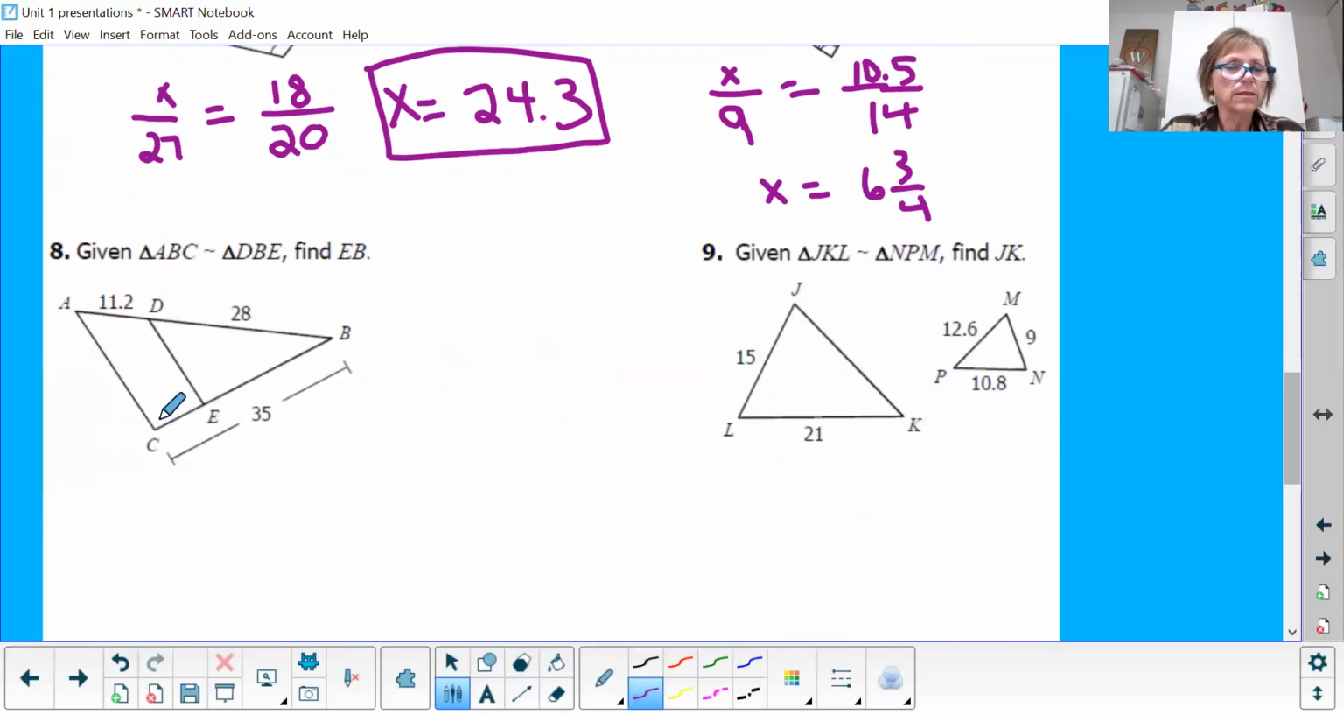Okay, number 8. Okay, 3 more. Let me change color. Okay, given ABC, so A and D go together or correspond, B and B correspond, and C and E correspond. Find EB. Looking for, here it is, X. So that is X. Now for what goes with X, I'm going to consult up here. E to B, right here, has to go with B to C. So I'm looking from B to C is, okay, single, 35.